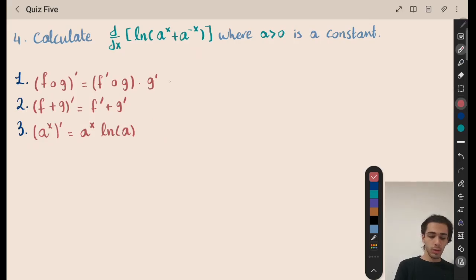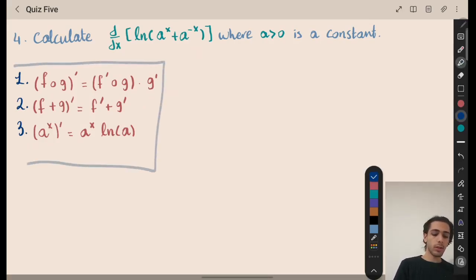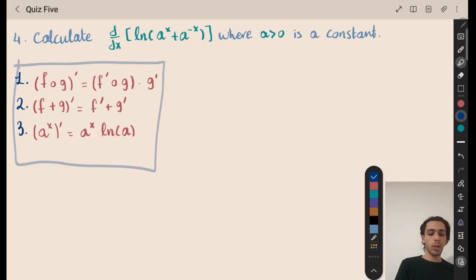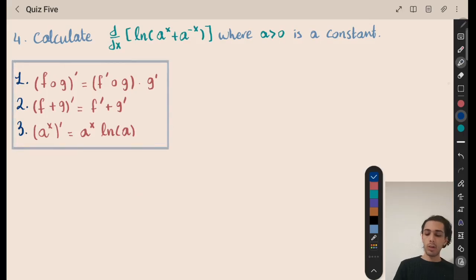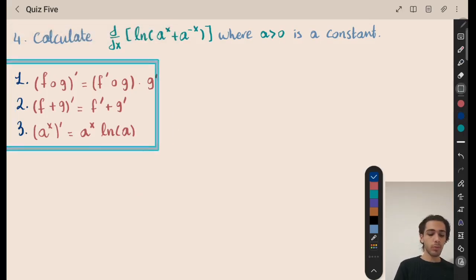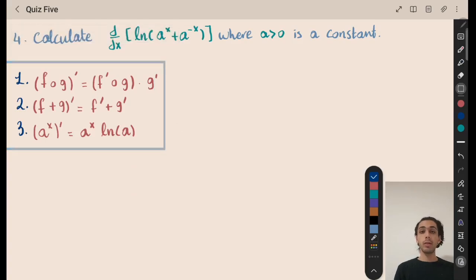the chain rule, the linearity of the derivative, in the sense that the derivative of the sum is the sum of the derivatives, and the derivative of a to the x. So if we know these three things, then definitely we can find a solution. And if you have not, then you are highly encouraged to retry the problem now that you have these hints with you.